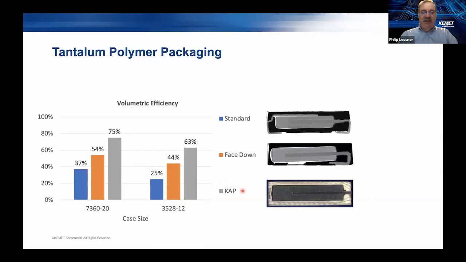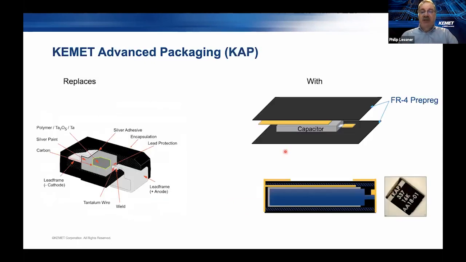So KEMET has now developed something we call KEP, or KEMET Advanced Packaging, where we're using a non-lead frame packaging concept to put the capacitor in the package, and we can improve the volumetric efficiency to almost 3/4 for the larger packages, and almost 2/3 for our smaller packages. So we consider this a breakthrough in polymer packaging. It's actually applicable to both tantalum and aluminum polymer. And how do we do that?